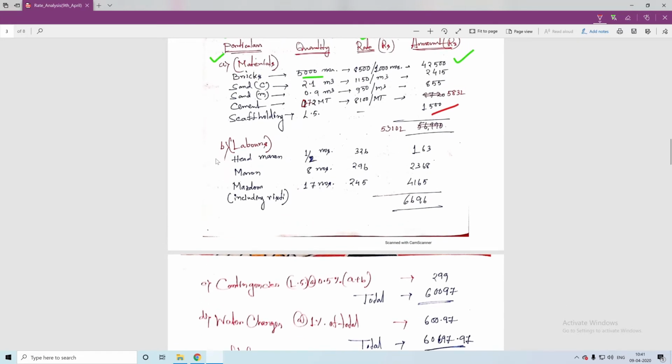Now come to labor. So look, the head mason, look why it is half a number. Look, who is the head mason? He is not there for all the days for the particular project. He might be working on two projects, so he will give half a day to each project.